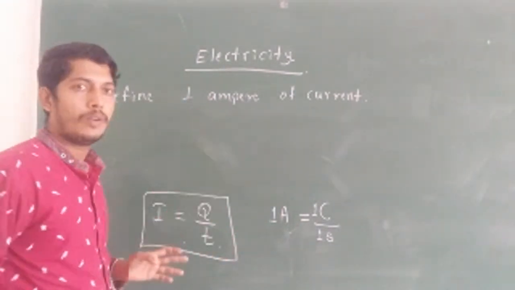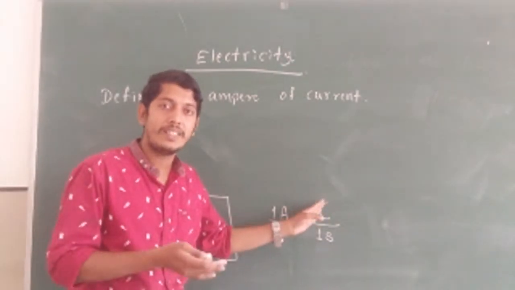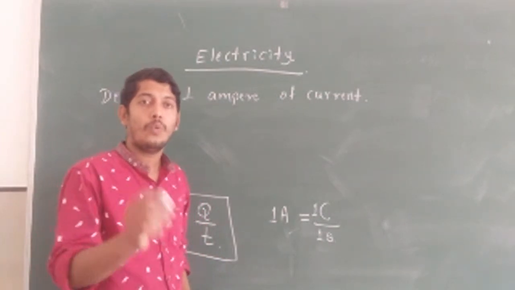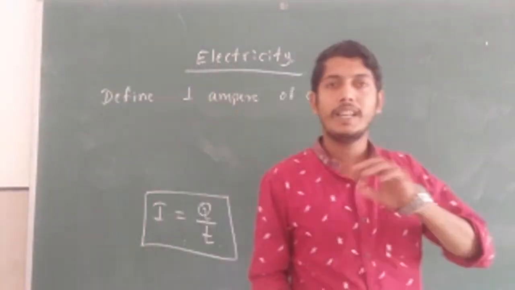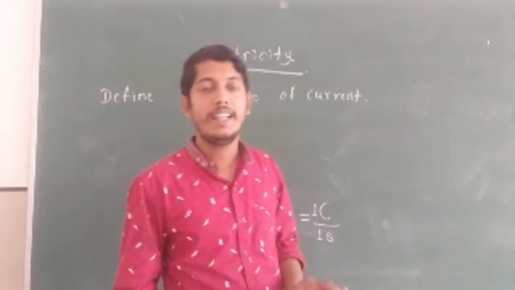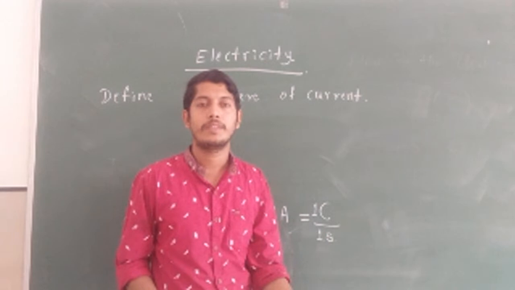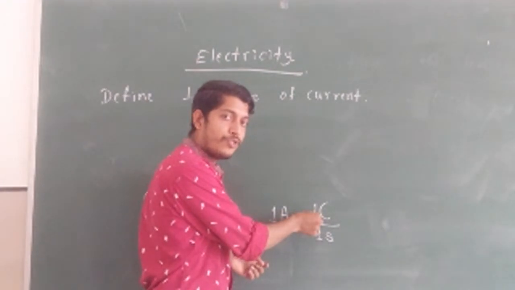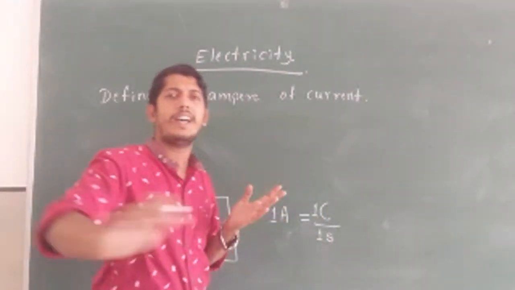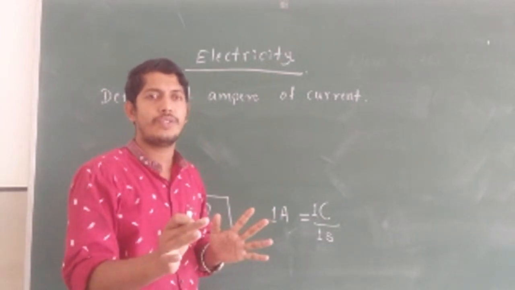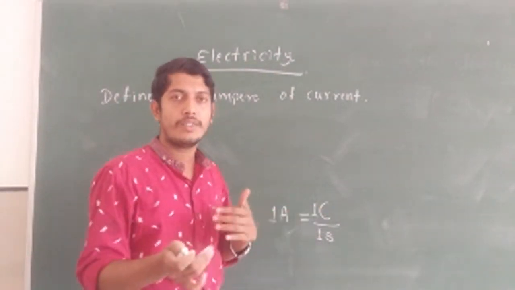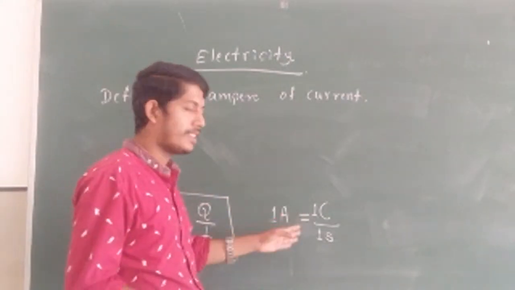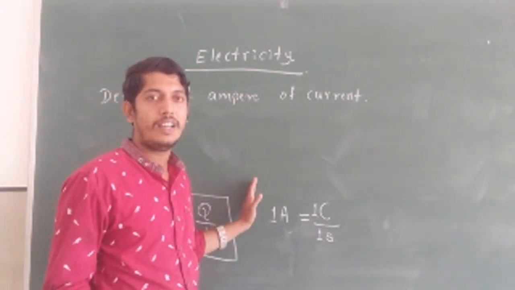Now what is meant by 1 ampere? 1 ampere means we have to consider the total charge as 1 unit and the total time taken as 1 second. So when 1 coulomb of charge flows in a particular direction in a unit second, it produces 1 ampere of current. Listen carefully: in the charge place we use 1 coulomb, in the time place we use 1 second, and in the current place we consider 1 ampere of current.